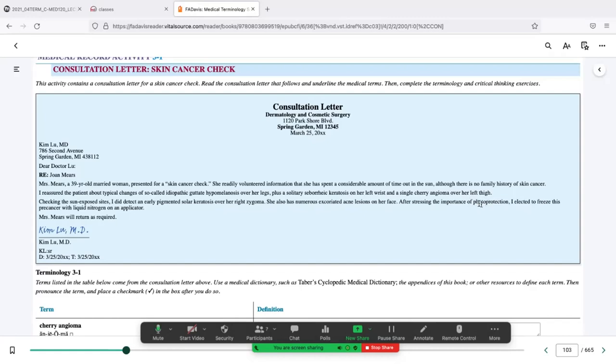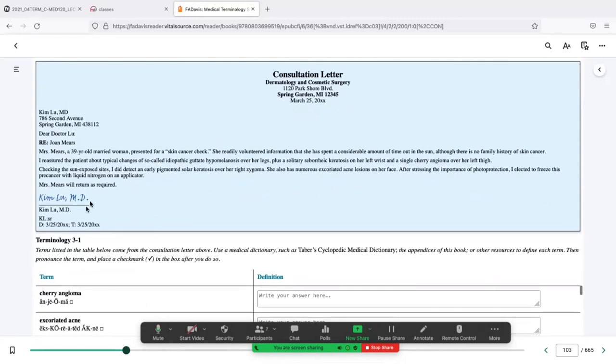Photoprotection. Photo is another term for sun. And what did we do? It's a precancerous lesion, so I did cryotherapy, utilizing liquid nitrogen on an applicator, either dry or wet. Okay, and Mrs. Mears, is she scheduled to return anytime soon? Nope, as needed, meaning if her symptoms persist or come back, or if she has any wound healing problems over the cryotherapy we did for her.